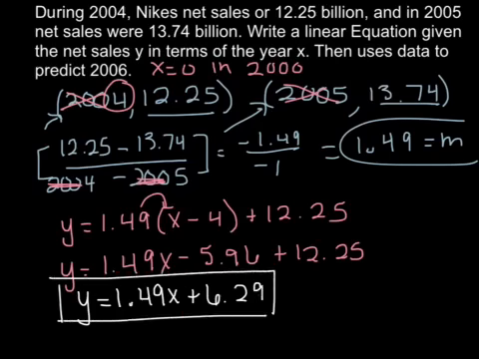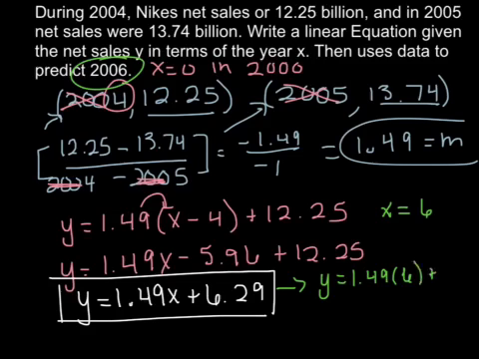Now, the next piece says, then use this data to predict 2006. So for 2006, I'm going to use x as 6. So I'm going to go into this equation right here, and I'm going to say y equals 1.49 times 6 plus 6.29. When I simplify this, I get 15.23 billion in sales.